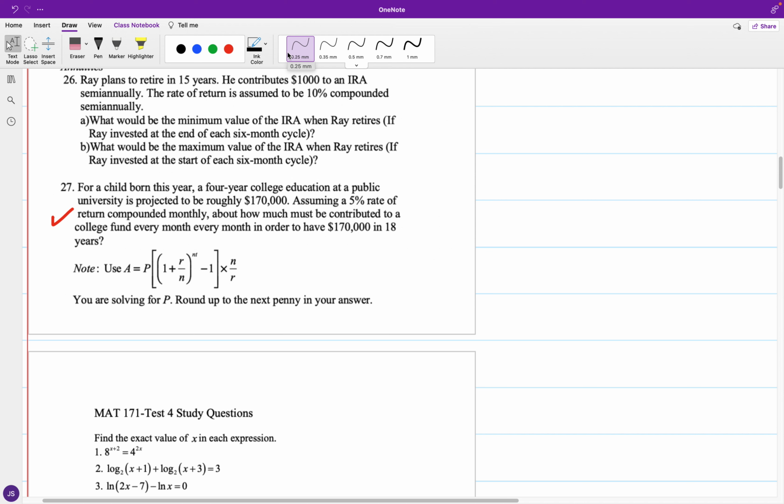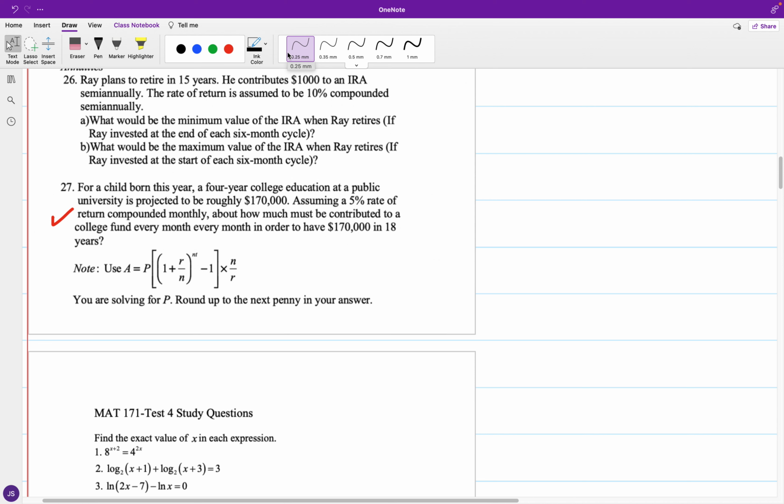this year, a 4-year college education at a public university is projected to be roughly $170,000. Assuming a 5% rate of return compounded monthly, about how much must be contributed to a college fund every month in order to have $170,000 in 18 years?